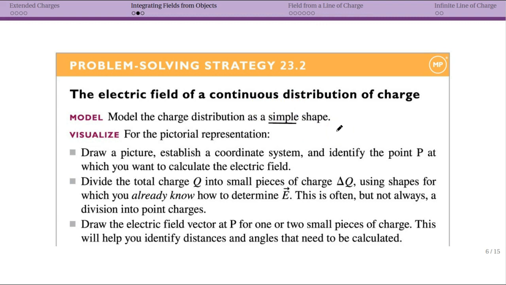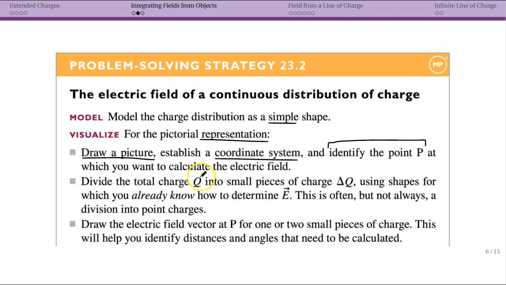Now, the next step as always is going to be visualization, creating that representation. And this is typically going to have 2 or 3 parts to it. First, we're just going to have what I would call the normal picture. That should include a coordinate system, and you want to identify the point at which you're technically doing your calculation. Now, in some cases, you might be asked to find it at a specific point, but in other times, this is a generalized point that just allows you to plug in some variables.